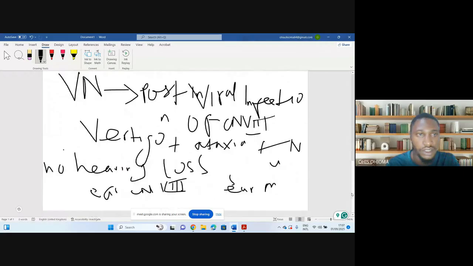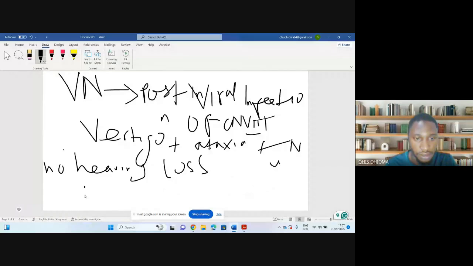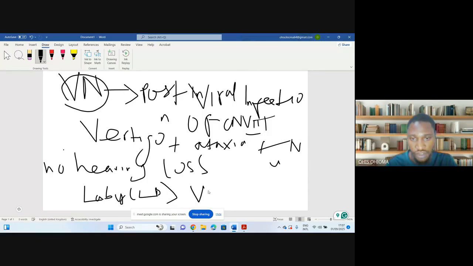But when the patient has symptoms of vestibular neuritis and hearing loss, that is now called labyrinthitis, right? So if a patient has vestibular neuritis plus unilateral hearing loss, that's labyrinthitis. A patient who presents with symptoms of vestibular neuritis and then has unilateral hearing loss has labyrinthitis. If there is no hearing loss, it's purely vestibular neuritis.